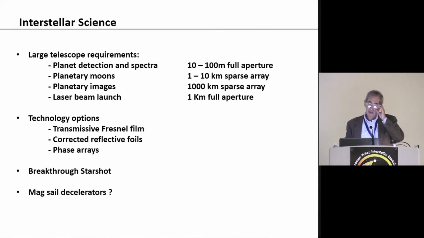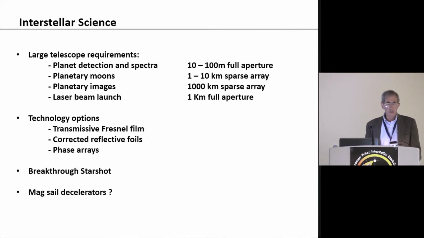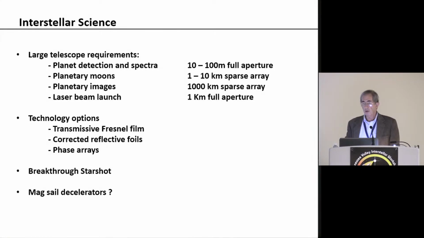For interstellar science, I've just thrown up some requirements to see how you can get telescopes doing things that the current telescopes cannot do. If you want to do planetary detection and discriminate from the light of the star, you probably want things up in the 10-meter full aperture scale. If you want to look really deep, you can maybe push that up to 100-meter apertures.